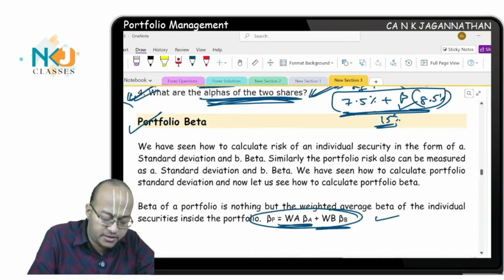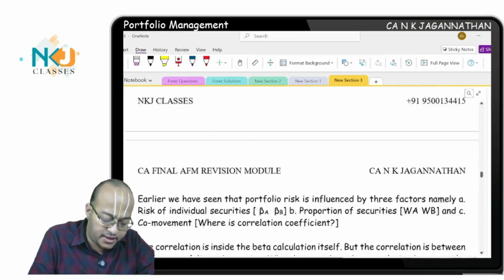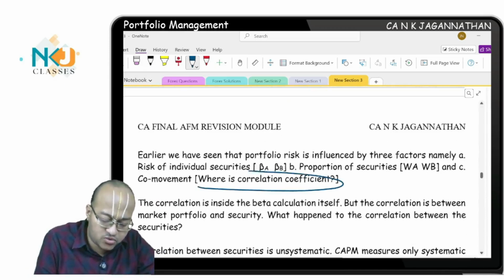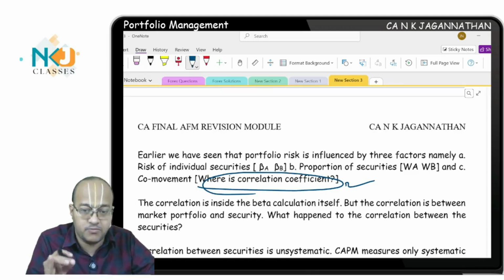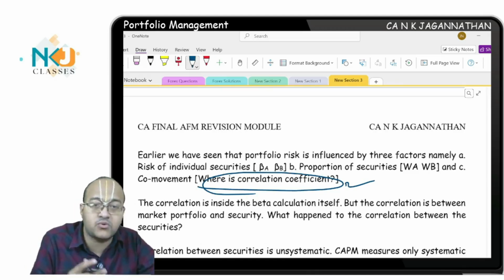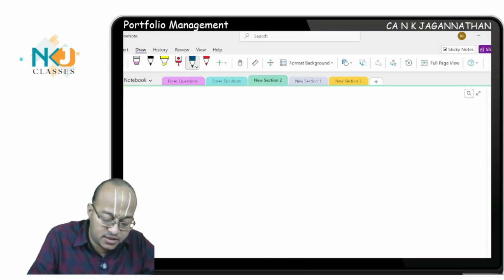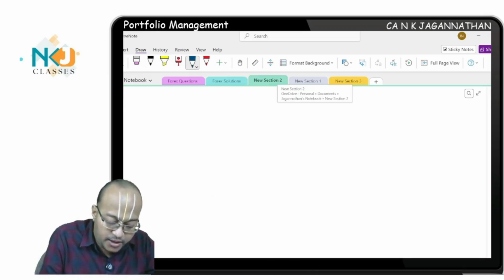Are you listening to what I am trying to say? So in that case, co-movement, where is this correlation coefficient? Why is the correlation not considered? You should not ask why, because here the correlation coefficient is already considered. For example, I'll tell you what happens here.